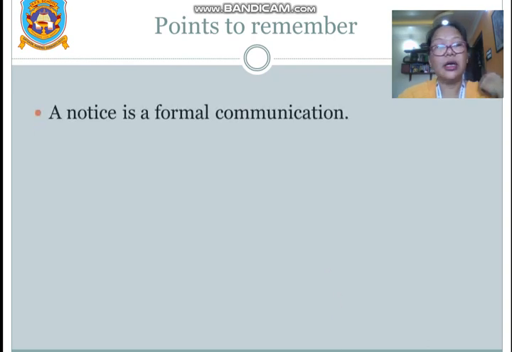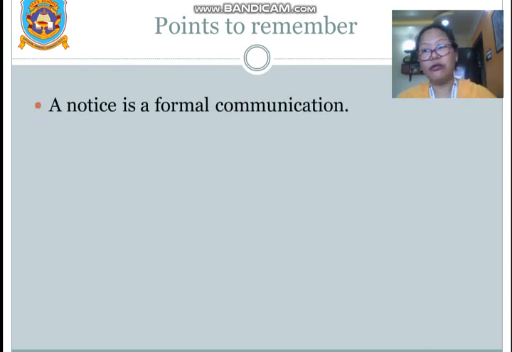First is, a notice is always a formal communication. Okay, this is a formal communication. That means you have to follow a certain format. Anything which is formal, it means you have to follow a certain format. You have to follow certain guidelines.